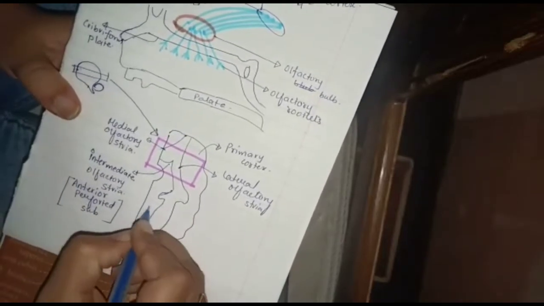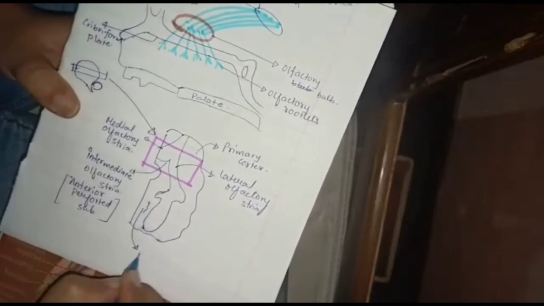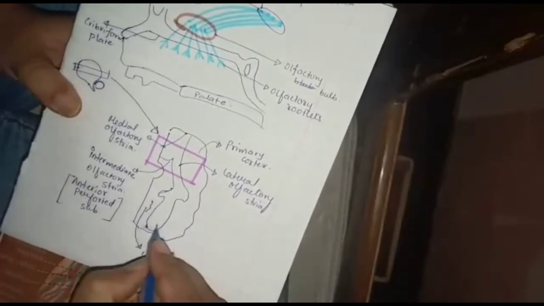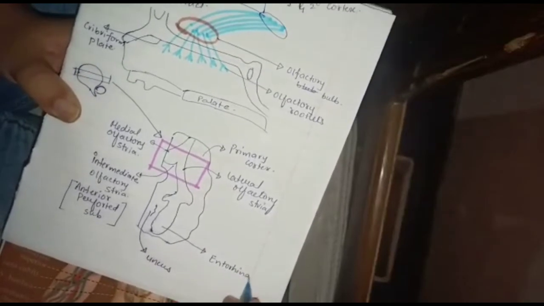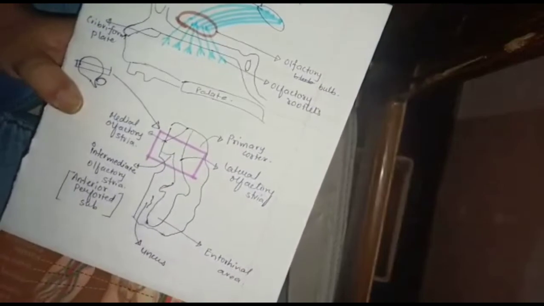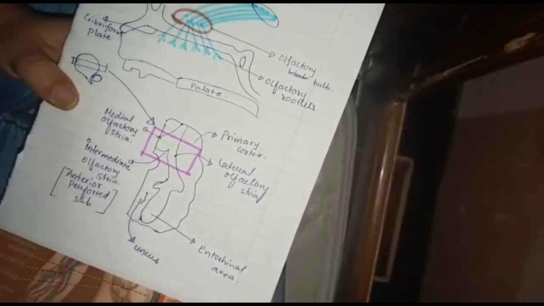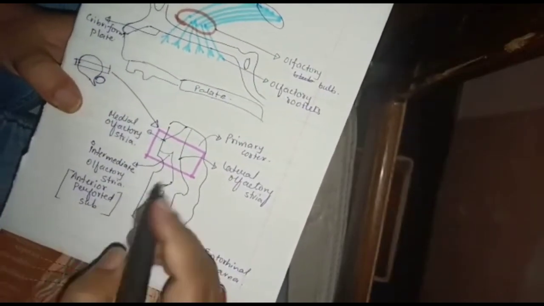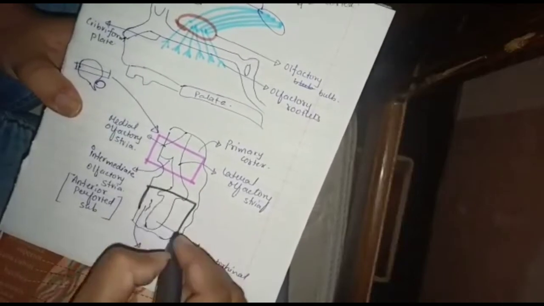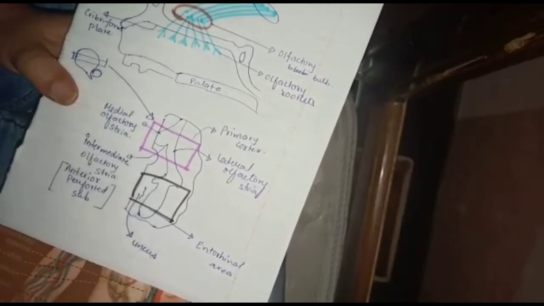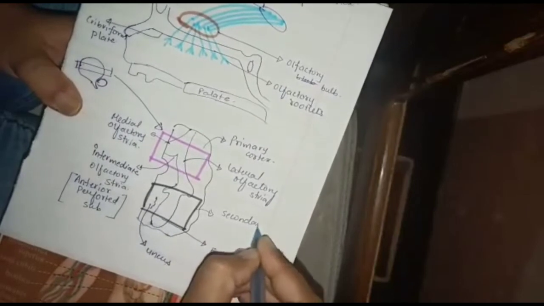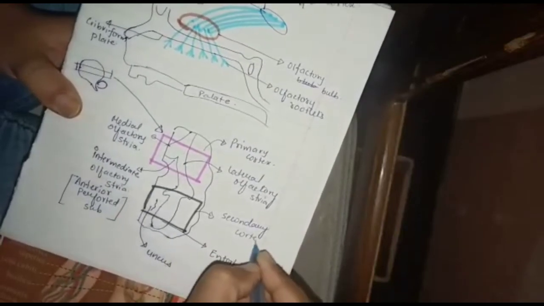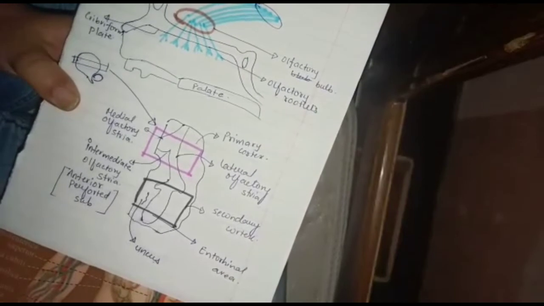Now they go further, and here we find a nucleus like this. This part is known as the nucleus, and this area is known as the entorhinal area. And this part is known as the secondary cortex.